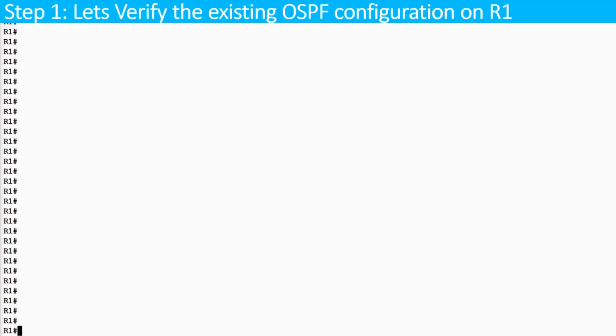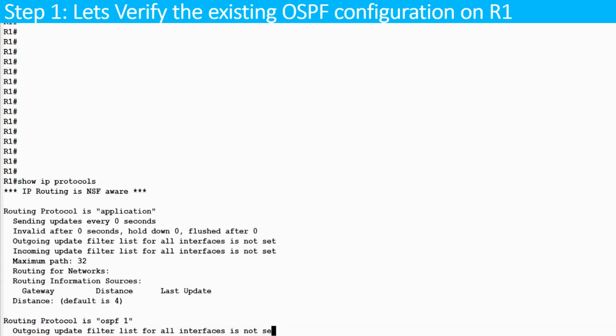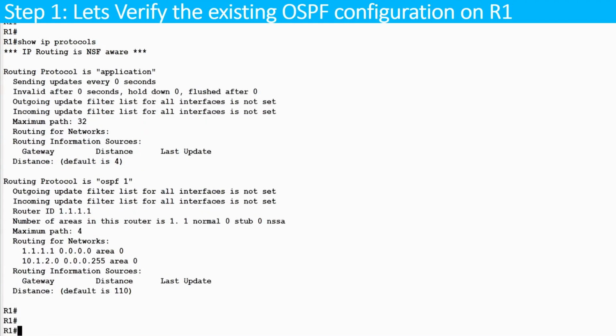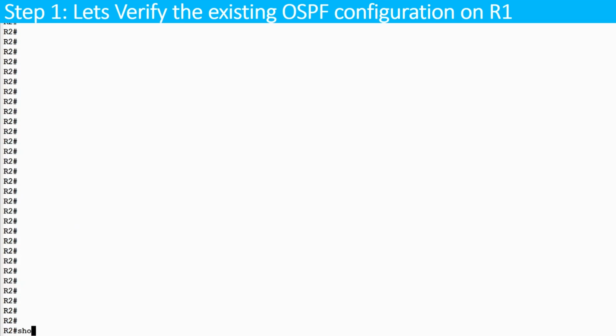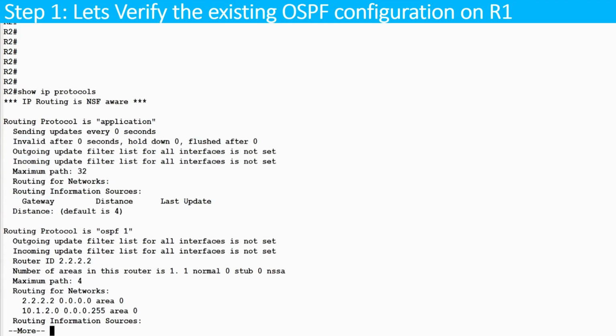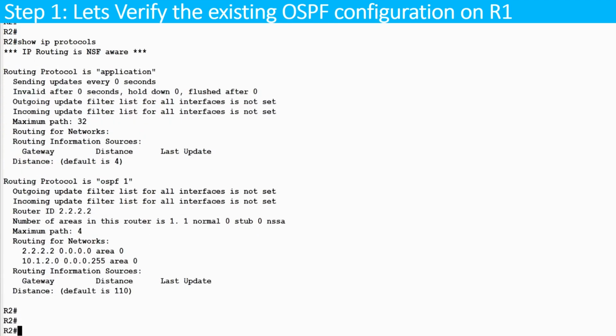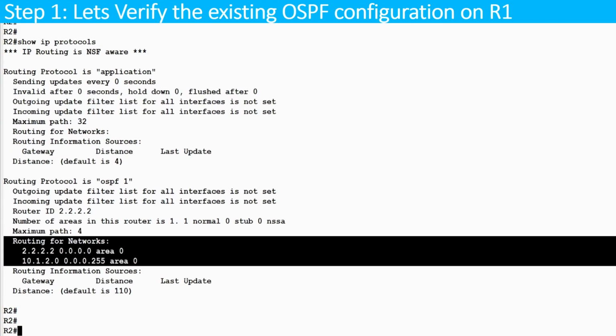In the first step of the troubleshooting process, let's verify the existing OSPF configuration on router 1 and router 2. The command output confirms that OSPF is enabled on router 1. Now let's go to router 2 and verify. As you can see, OSPF is enabled on router 2 as well.